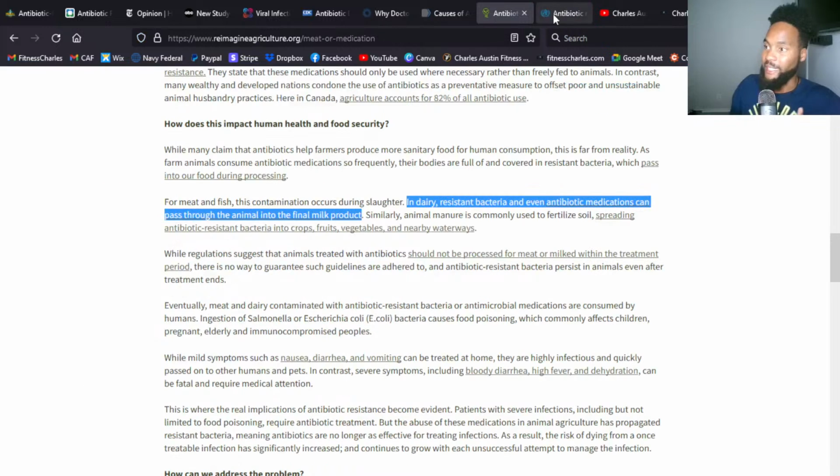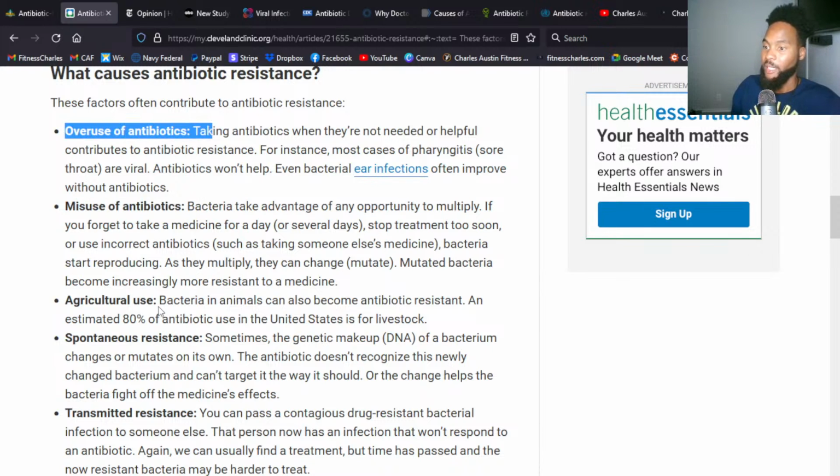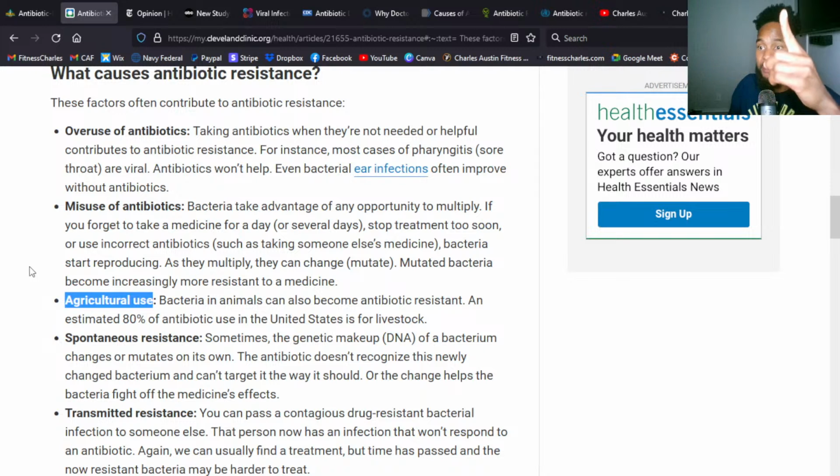So again, if you want to go back for a quick summary on some of the main causes, we talked about overuse, okay, getting too many prescriptions. And we also really talked about agricultural use, two of the biggest reasons why antibiotic resistance is just going up and up and up at alarming rates, right?